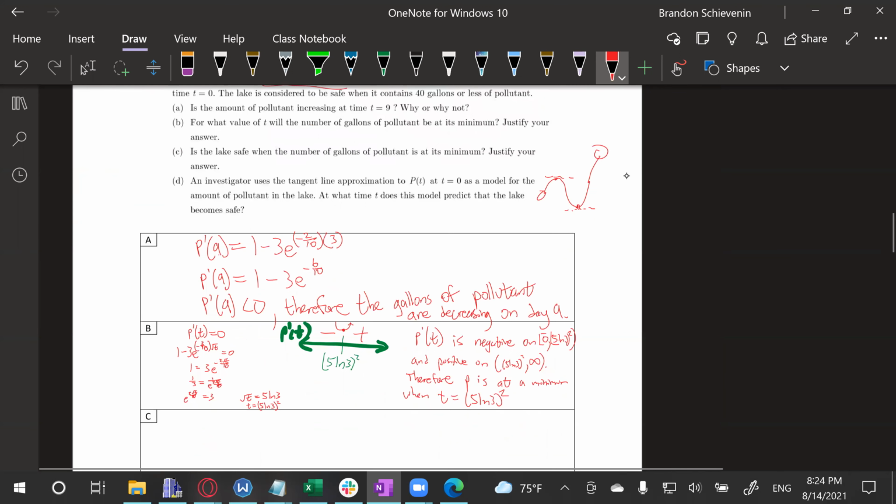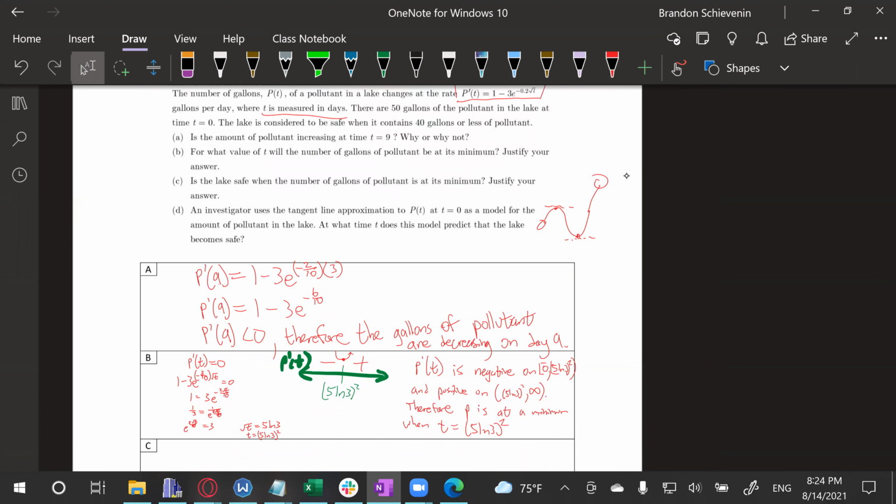Okay. For part C, I want to know whether the lake will be safe when the number of gallons of pollutants is at a minimum. Going over to part B, our lake will be safe if it contains 40 gallons or less of pollutant. What do I have to do in order to figure out whether our lake is safe when the pollutant is at a minimum?